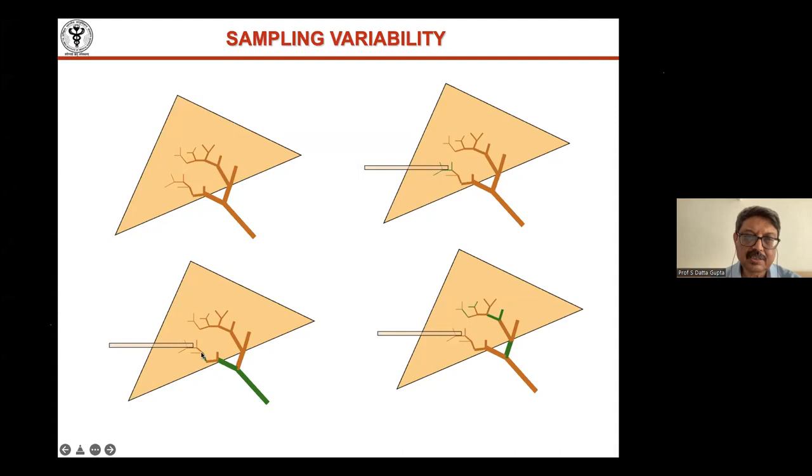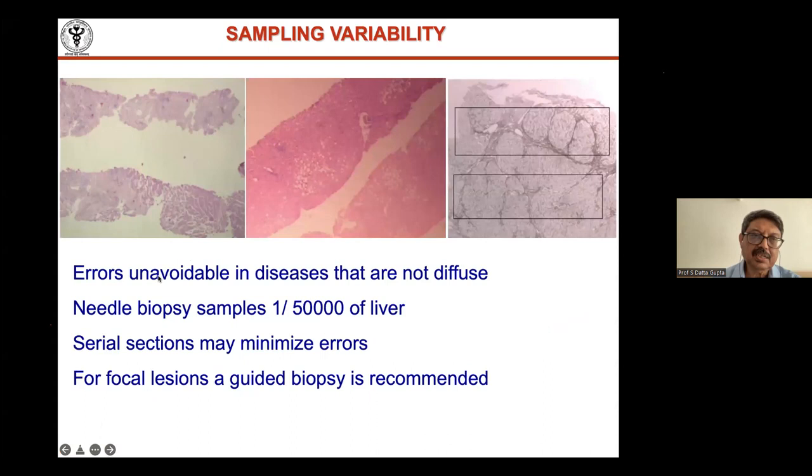And in the third one, suppose it affects mainly the left lobe and these ducts, and you're taking a biopsy here. If the bile flow from these ducts is normal, you will not get any changes at all. Therefore, in certain diseases, the liver biopsy cannot be the gold standard. In fact, for PSC, that's why imaging is the gold standard. So these are some of the limitations of a liver biopsy. The errors are unavoidable when the disease is not diffuse, like in chronic hepatitis.